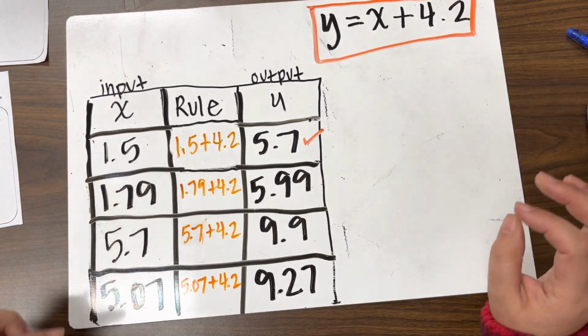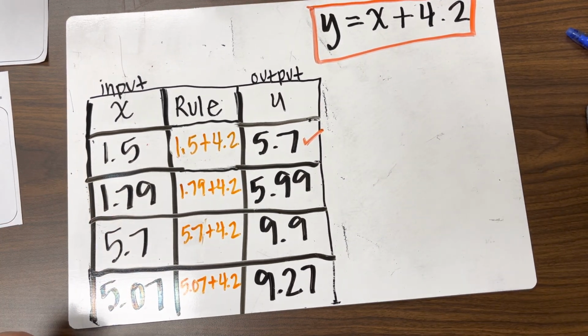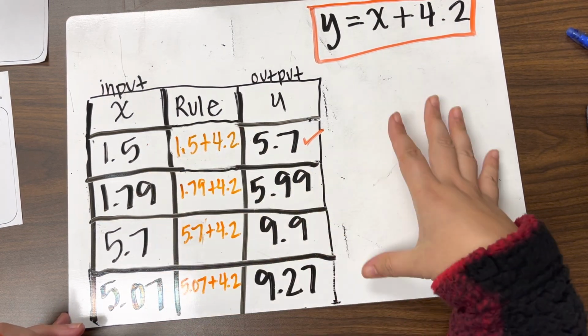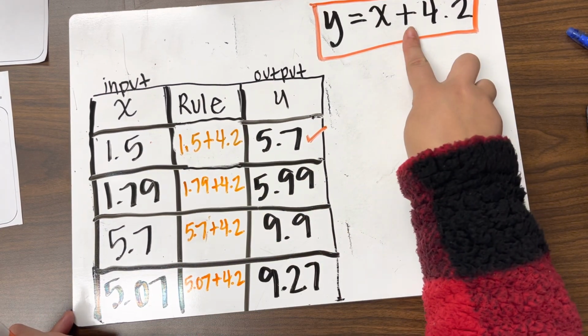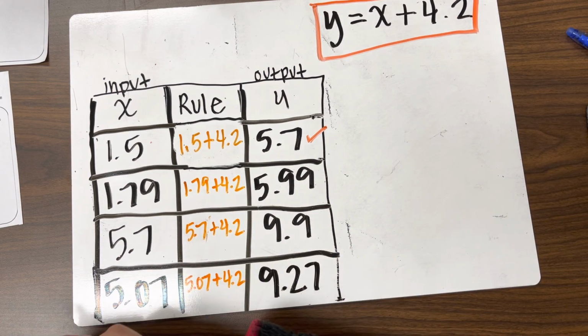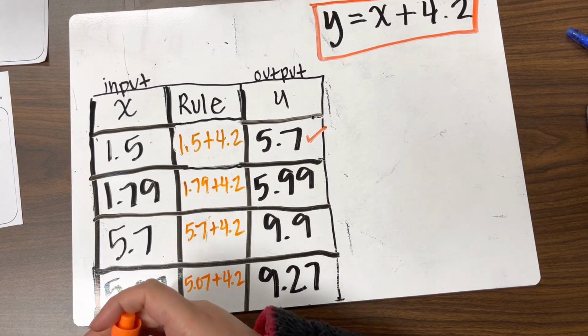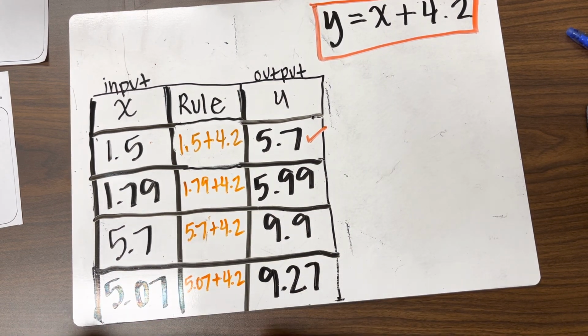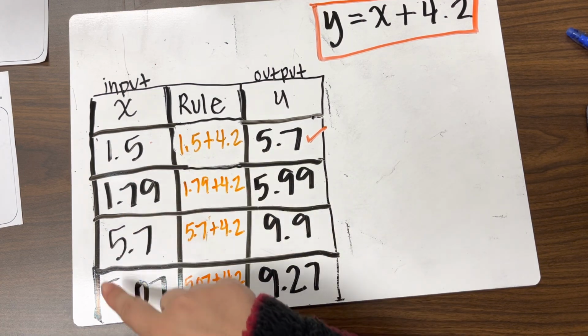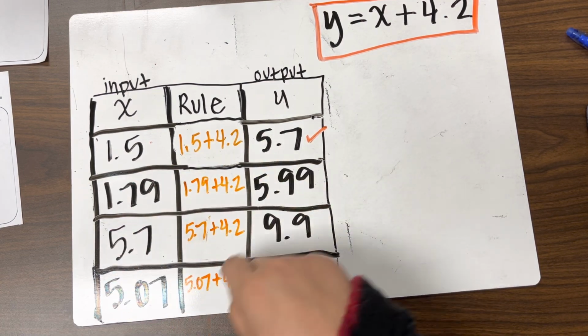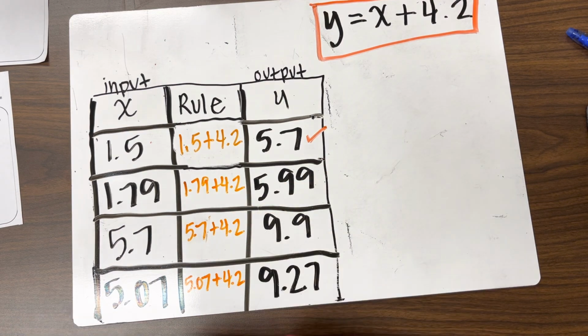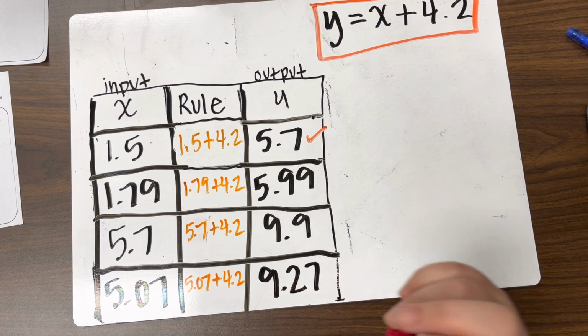All right, so again, input-output tables can be additive or multiplicative, okay? And the tricky thing is not when you have whole numbers, but when you have fractions and decimals like these, okay? So you got to make sure that you always apply the rules that you learned when you add or subtract or multiply fractions and decimals, okay?